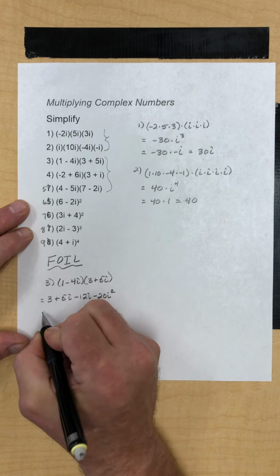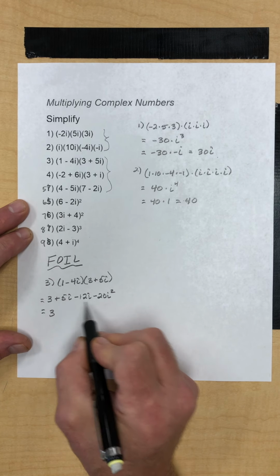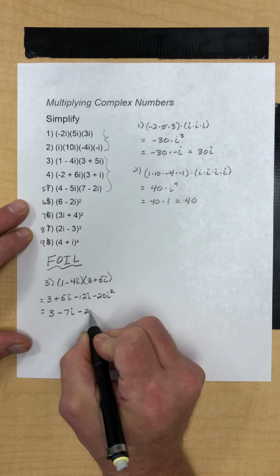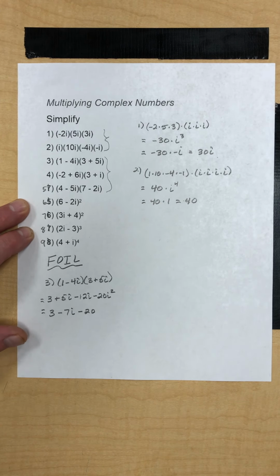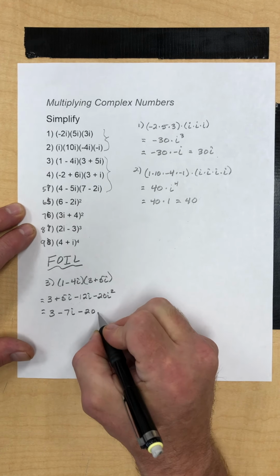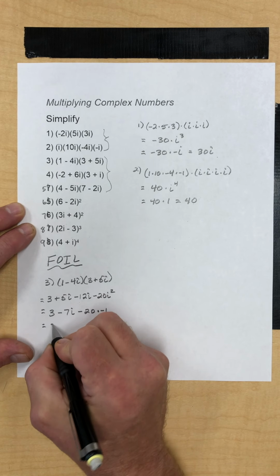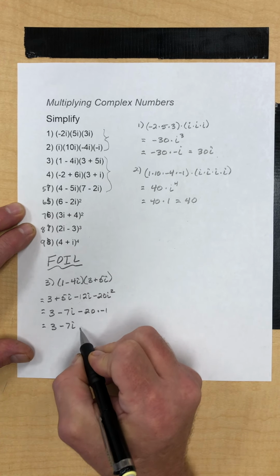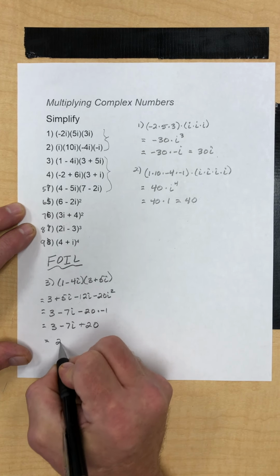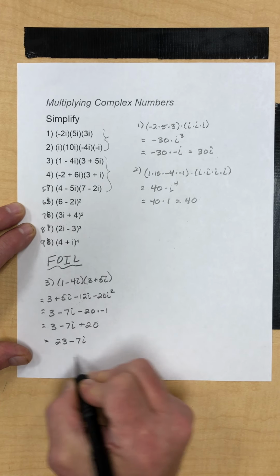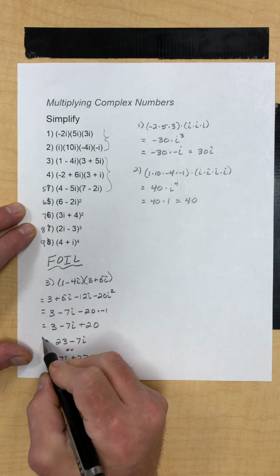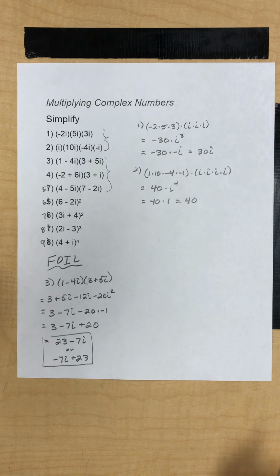Okay, then we just simplify. Okay, let's see. Okay, so I get 3. Let's see, 5i minus 12i is negative 7i. Minus 20, I squared, once again, I squared is negative 1. So that's negative 20 times negative 1. So I get 3 minus 7i plus 20. Okay, so your final answer, we could write that as 23 minus 7i or negative 7i plus 23. Either way, doesn't make any difference. Okay, so we're good there.